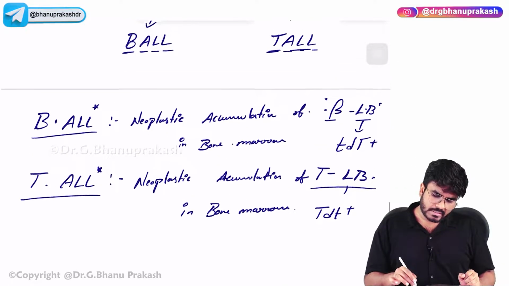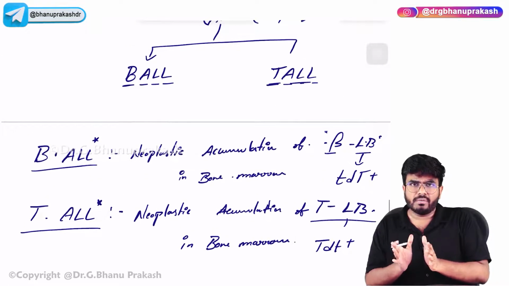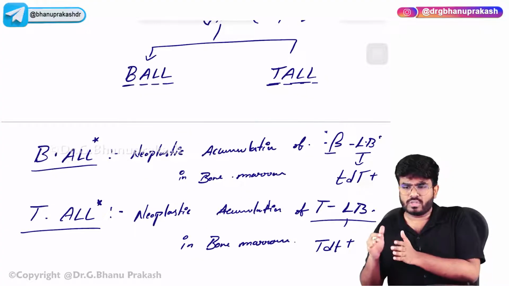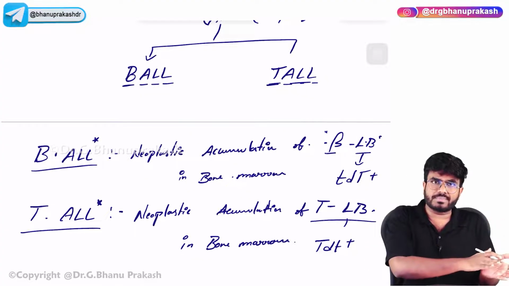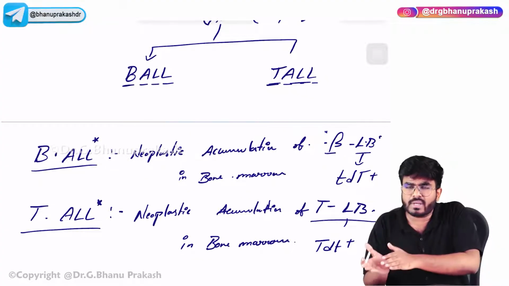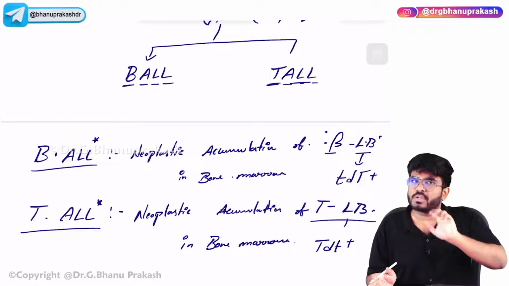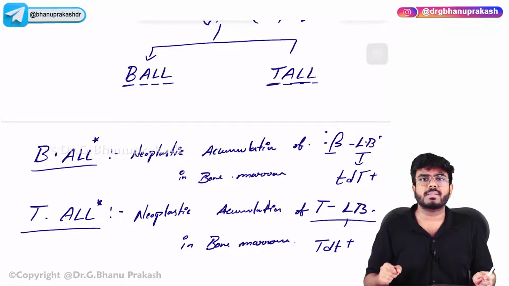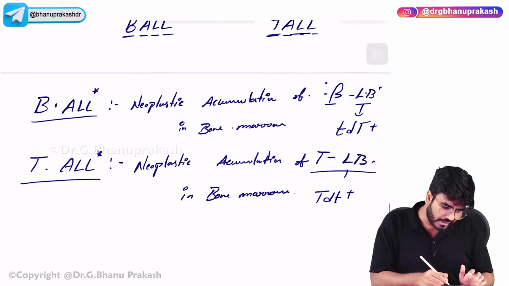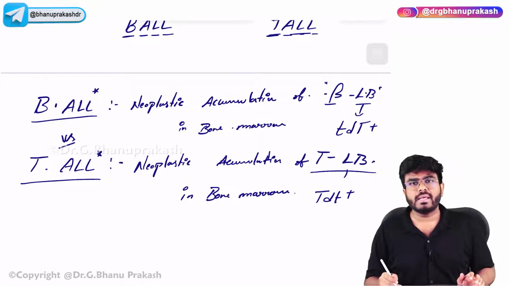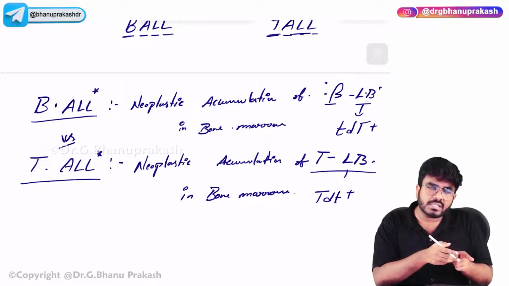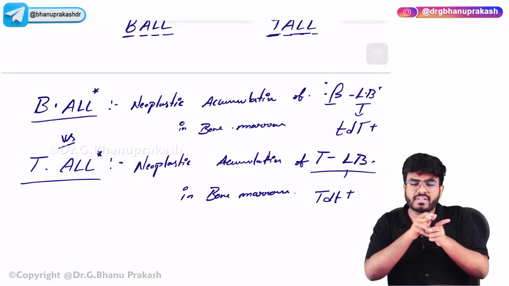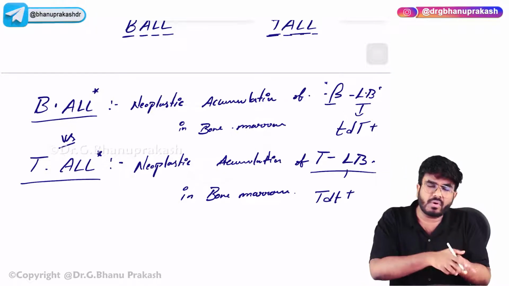My question is, sir, we can differentiate acute lymphoblastic leukemias from acute myeloid leukemias based on the TDT positivity. If a blast is having TDT, definitely we can say this is a lymphoblast. But how to differentiate between BALL and TALL? How to differentiate whether the blast is a B lymphoblast or a T lymphoblast?